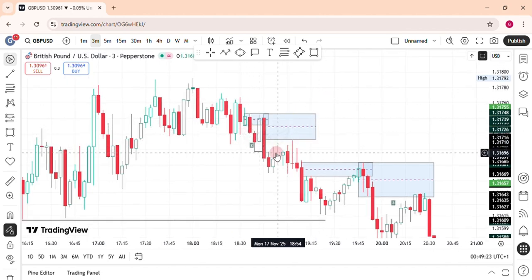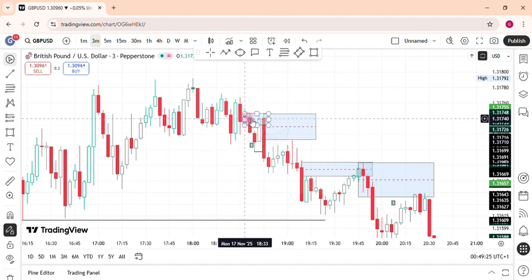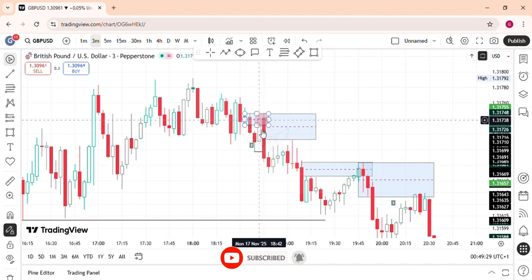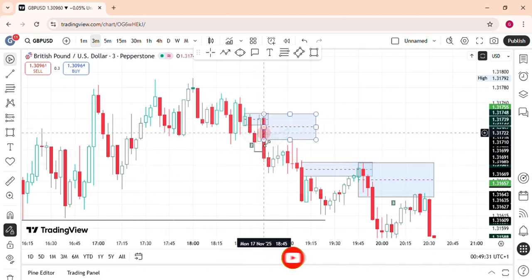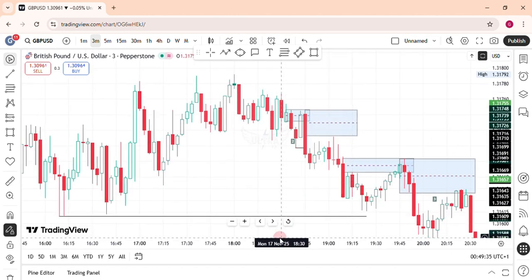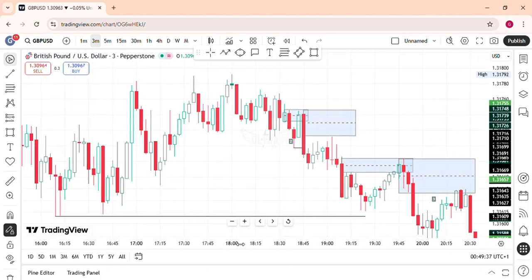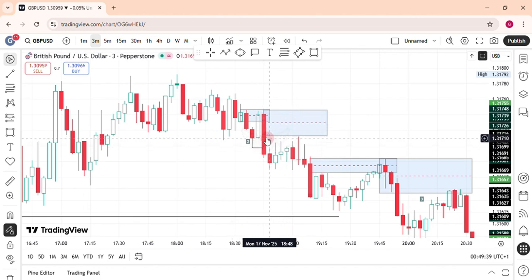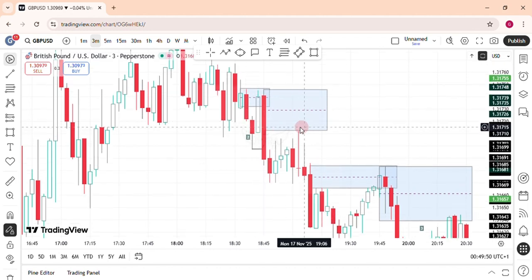After price taps into this fair value gap and order block, indicating our supply area, it pushes downwards. After price pushes downward, we can see a newly formed fair value gap here. So we have the first fair value gap, the second fair value gap. This is where we enter the trade. But because we want a higher risk reward ratio, we would want to use our order block here.